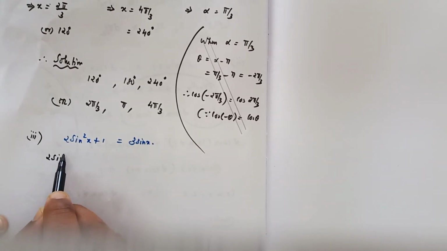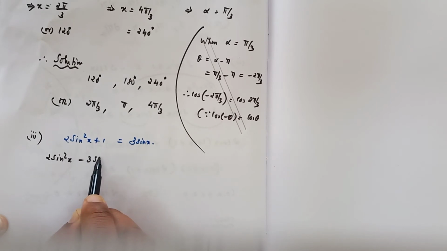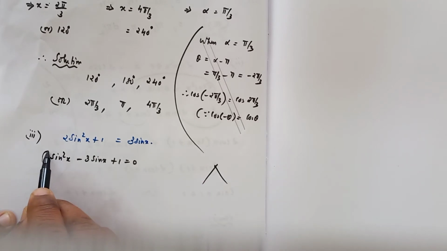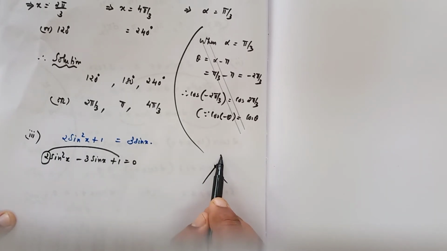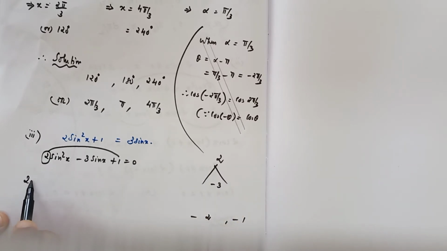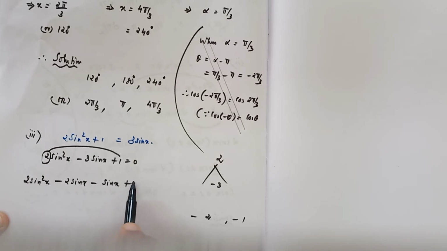So 2 sin squared x, it comes left hand side minus 3 sin x plus 1 equals 0. Splitting the middle terms, coefficient of sin squared x equals 2, 2 into 1 that is equal to 2, and the coefficient of sin x that is equal to minus 3. Product 2, sum minus 3, the two numbers are minus 2 and minus 1. Add together minus 3, multiply these two numbers, will be getting plus 2. Now 2 sin squared x as it is, instead of minus 3 sin x you can write minus 2 sin x and minus 1 sin x, and at the last plus 1 equal to 0.